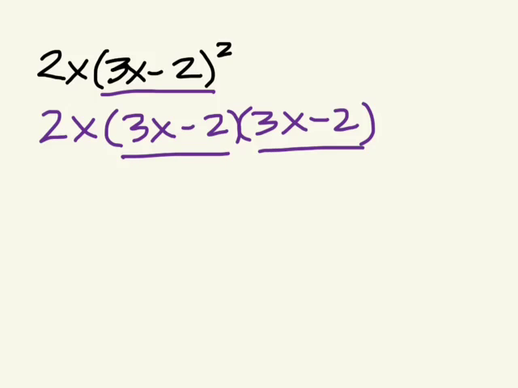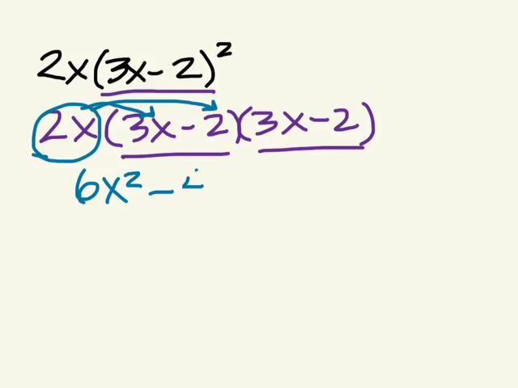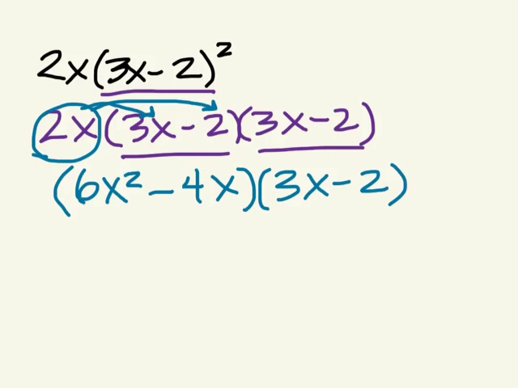Now, you want to use the distributive property. So when I use the distributive property, you're going to notice that this 2x gets distributed to everything inside of my first set of parentheses. So that becomes 6x squared, because 2 times 3 is 6, and x times x is x squared, minus 4x, because 2 times negative 2 is negative 4, and then you have an x. Keep that in parentheses, and then you multiply this by the quantity 3x minus 2.